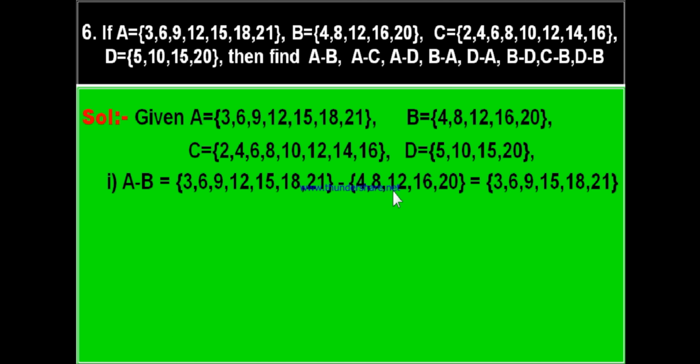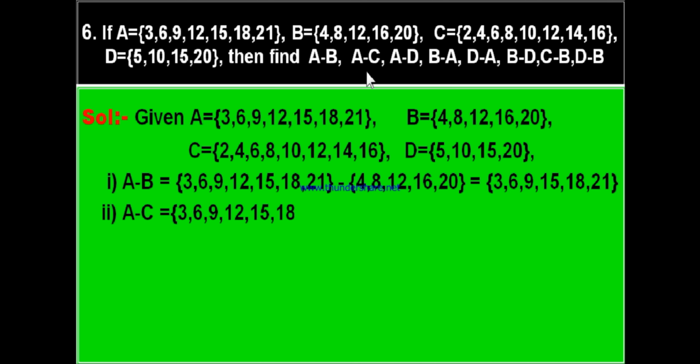9 you could not find in next set, write 9. 12 is present in the next set, therefore don't write it. 15 is not there, therefore write 15. 18, there is no 18 in second set, therefore write 18. 21, you could not find 21 in second set, therefore write 21. Then A minus B is equal to set of 3, 6, 9, 15, 18 and 21.